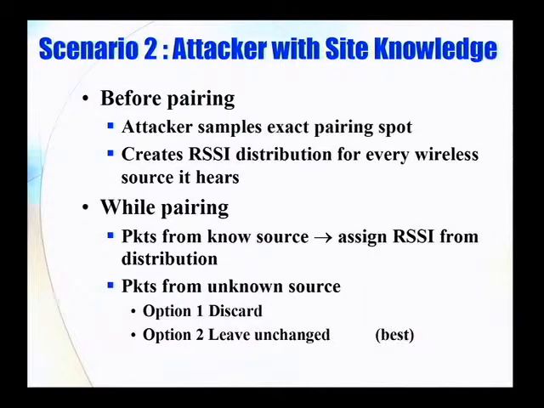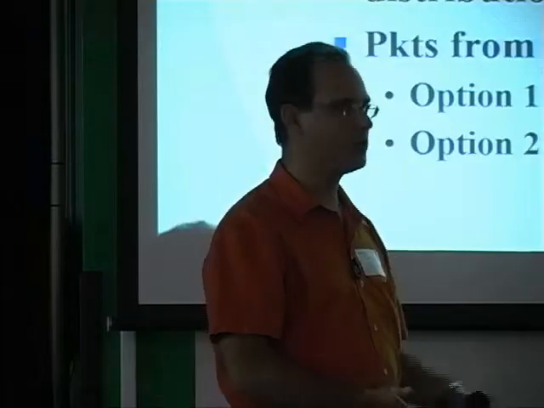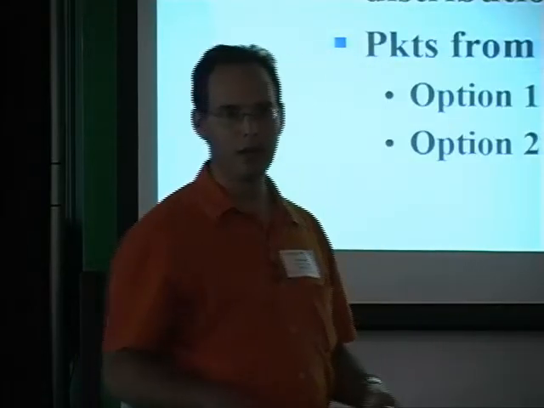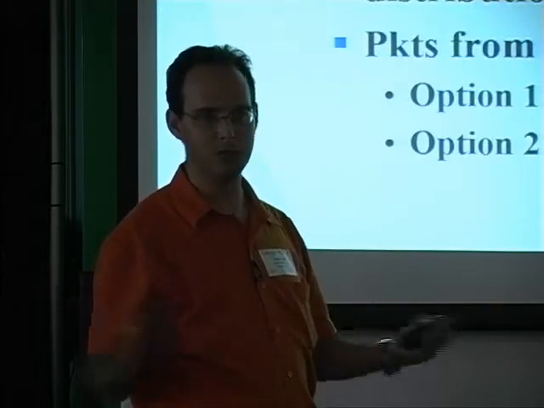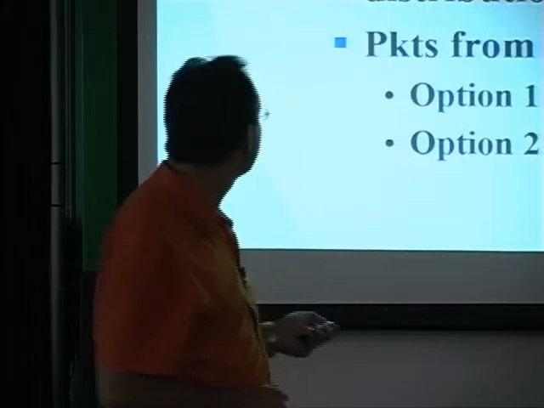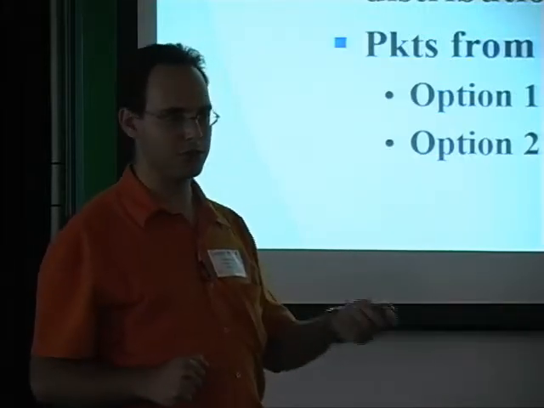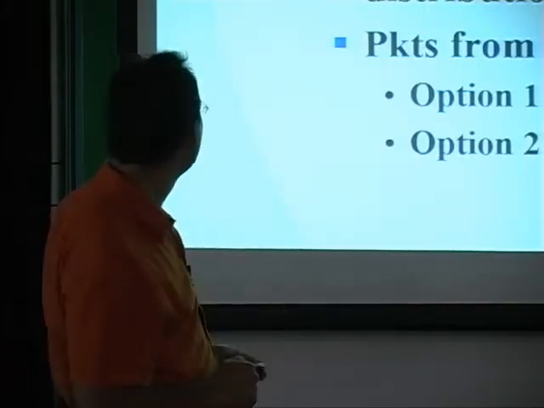All right, let's look at more sophisticated attackers, because so far attackers have been actually quite dumb. What a slightly smarter attacker could do is survey the environment ahead of hand. If you know that the pairing is going to take place in a specific location, you show up at that location early, and you figure out what radio sources you can hear and at what signal strengths, and you build a distribution of those signal strengths, because as we saw, it changes over time.